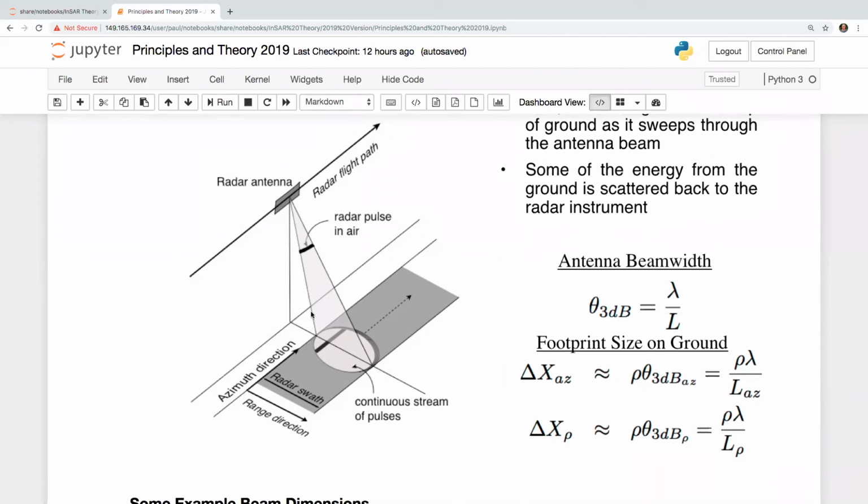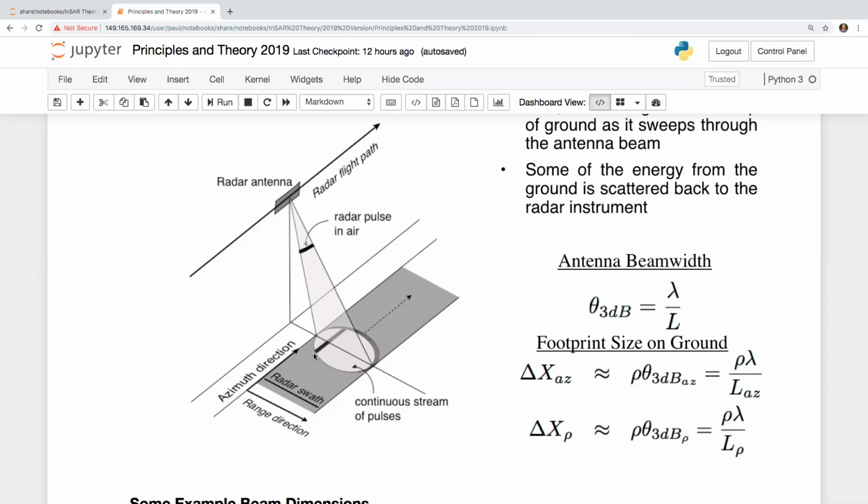That pulse propagates to the ground at the speed of light, goes across the swath here, and some of the energy is echoed back towards the radar. We do this 1,000, 1,500 times per second and collect all that energy. Within that radar footprint, which will be some dimension on the ground, the resolution in range is determined by either the pulse length itself or by the range coding we put on that pulse. So that can be arbitrarily fine after we do the processing.